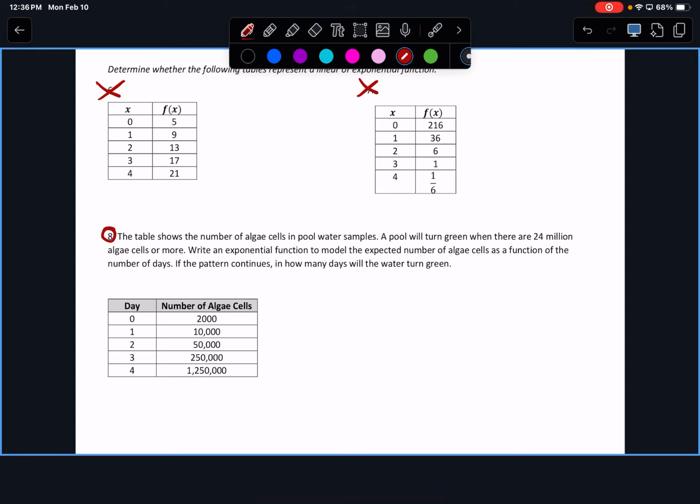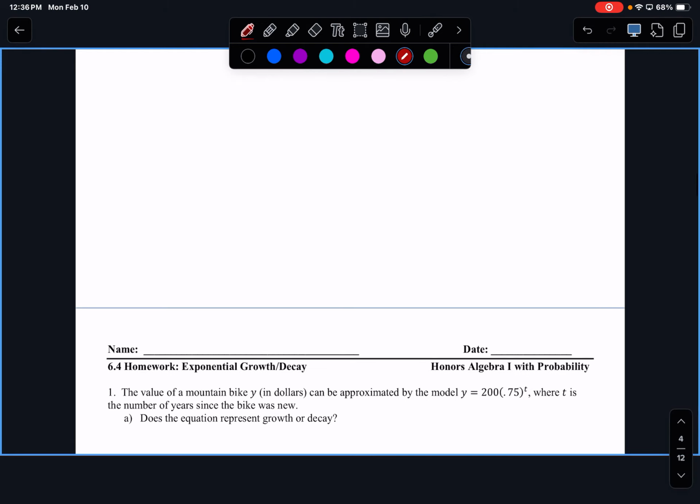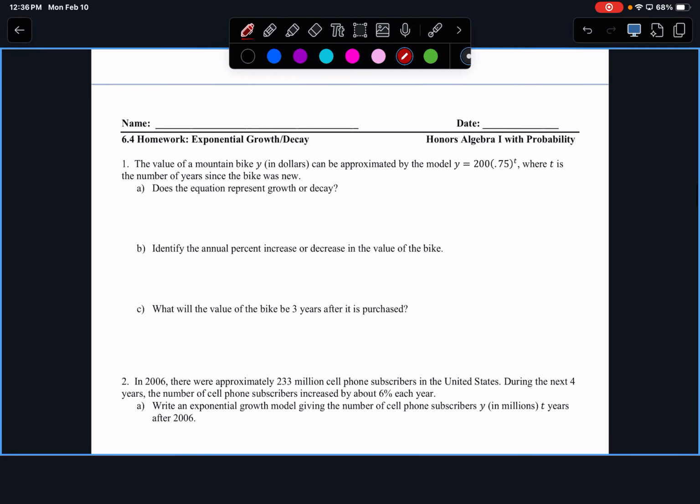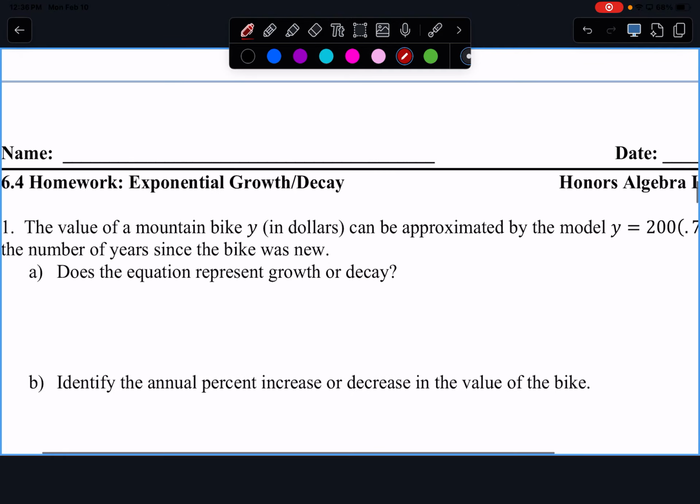So once you get that part marked, we can go ahead and look at 6.4, which is actually our growth and exponential function part. So for 6.4, on your own, you are going to do questions 1, 5, and 6.